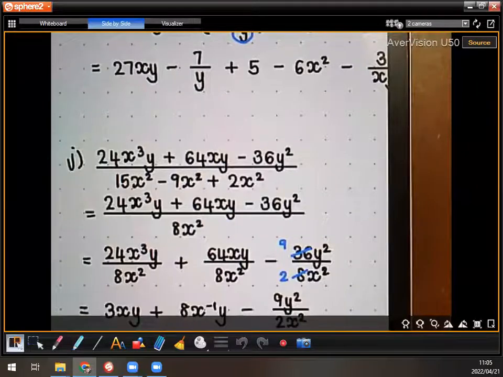15x squared minus 9x squared is what? 15 minus 9? 6, right? So 6x squared. Plus another 2x squared is 8x squared. Remember guys, when you're adding and subtracting, you just change the number in front of the variable. Okay, so they stay x squared. So do the rest of that question.